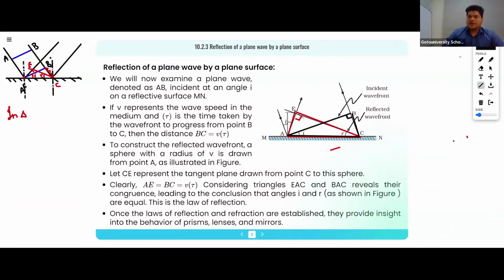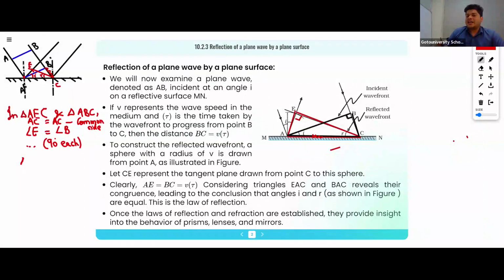So if you check in triangle AEC and triangle ABC, see what you will get. Angle E and angle B are the same. Why? Both are 90 degrees each. In both cases, you will see that AC is common. First, I will write that AC and AC are the common side.